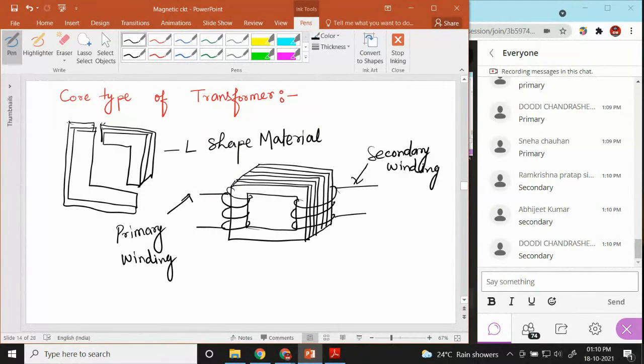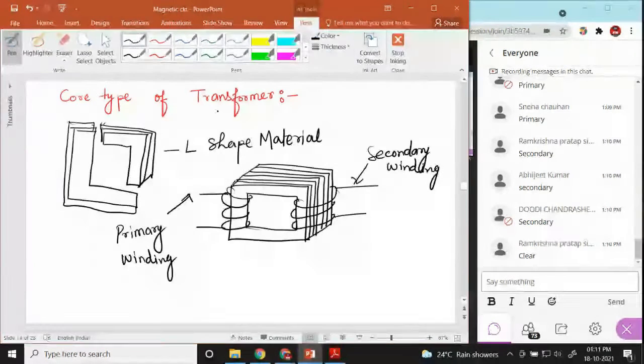can avoid high reluctance at the joint where laminations are butted against each other. In actual transformer construction, primary and secondary windings are interleaved to reduce leakage flux. So, reduce the leakage flux, and current is flowing through these strips.